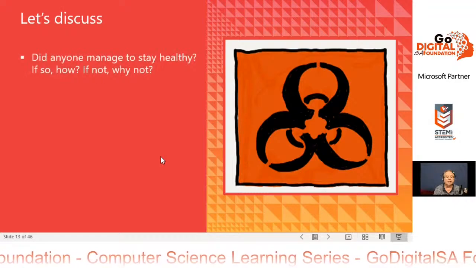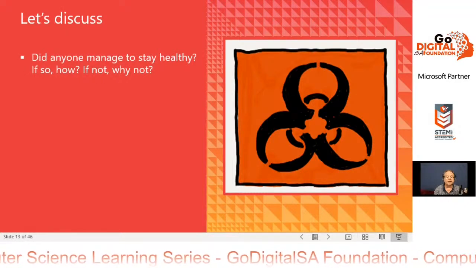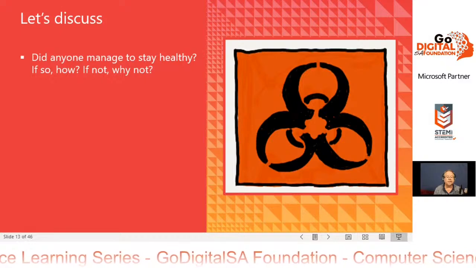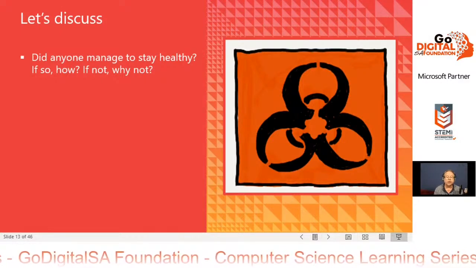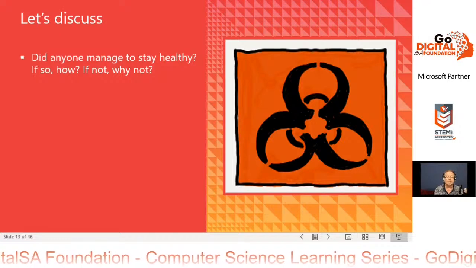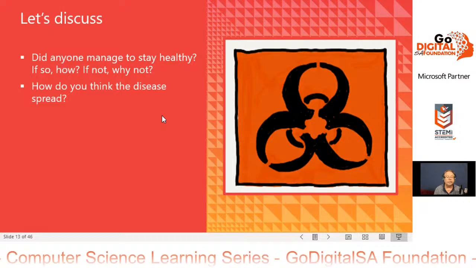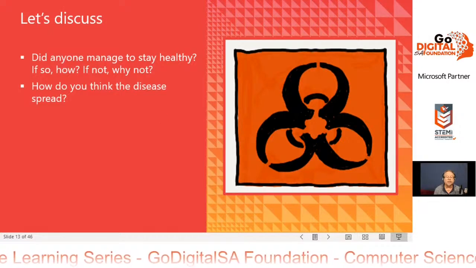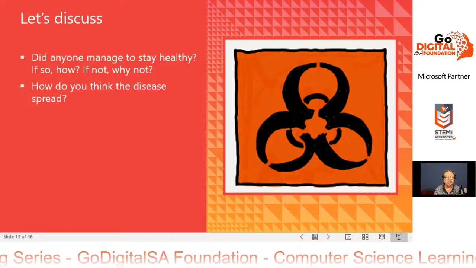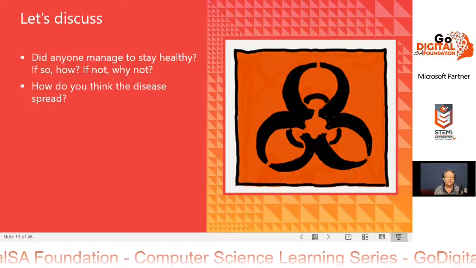Okay, so if we play this game, does anybody manage to stay healthy? If so, how? If not, why not? Well, as you can guess, if your microbit never gets close to an infected microbit, then you won't get sick. So how do you think the disease is spread? Well, in this case, they're close enough so that the Bluetooth signal can reach from the infected microbit to the uninfected microbit.